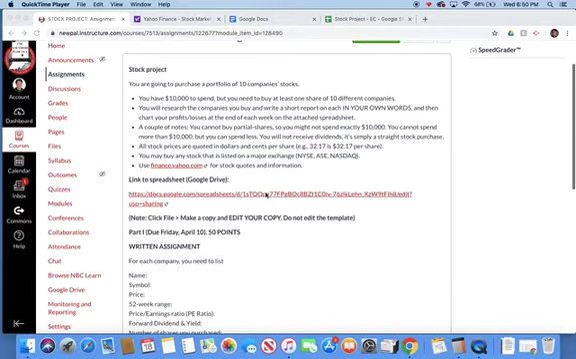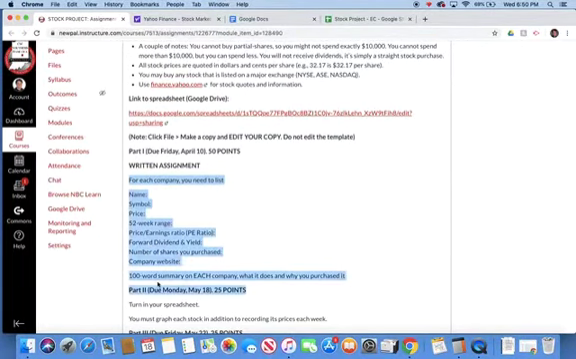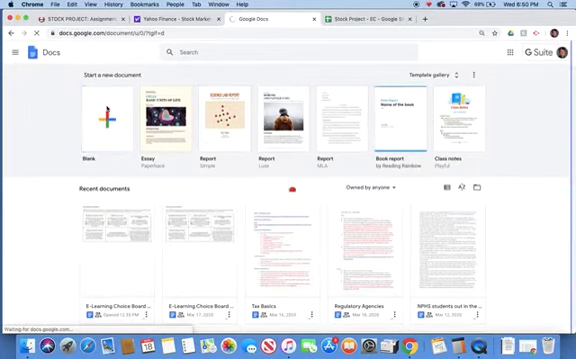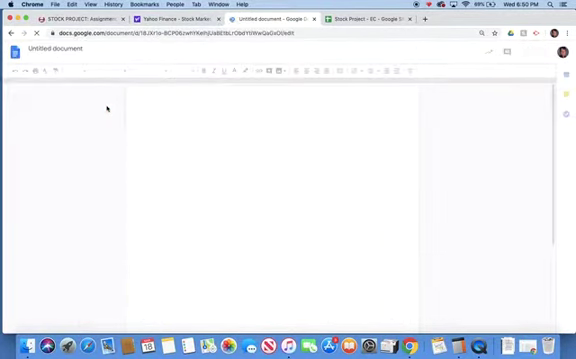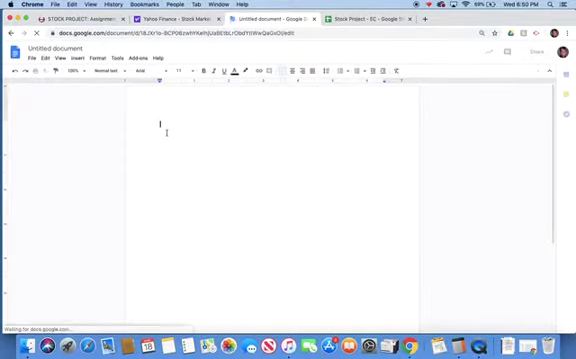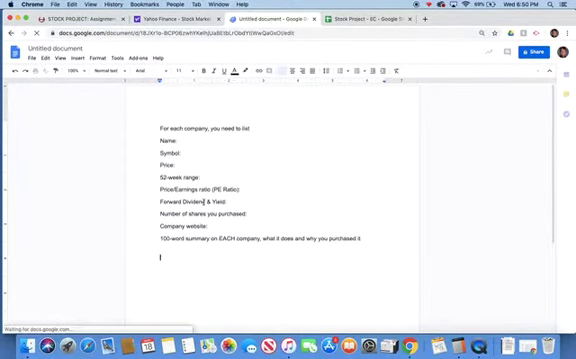So let's start with the bare bones. Number 1, you see here you've got $10,000 to spend, and you need to buy stock in at least 10 different companies. And then essentially part 1 is this part here, where you research the companies you buy and write a short report on each. So we're just going to do a simple written assignment here. You'll copy this information over to a written assignment, and then you'll just do a summary for each company. I'll walk you through how to do that momentarily.